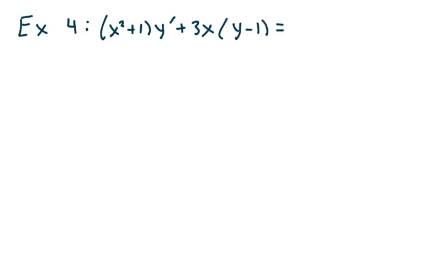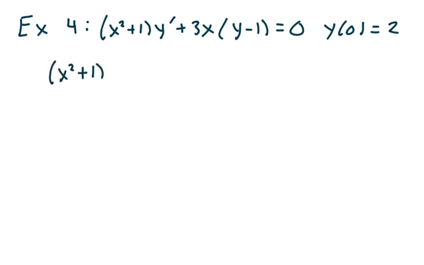Let's take a look at one more example for this video. Suppose I give you this one. Suppose I had, we'll do this one, x squared plus 1 y prime plus 3x times y minus 1 equals 0. y of 0 equals 2. So you notice in the last several examples, we haven't had to utilize the integrating factor because it was already in the form of the product rule. Well, that's not going to be true in this example. We're going to need the integrating factor.